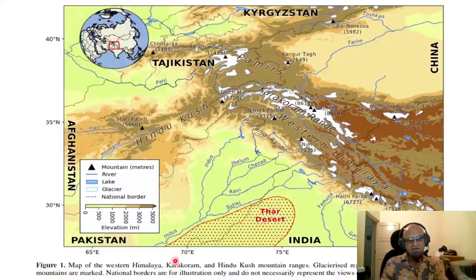Thar Desert is here, so that's northwest India. So you're going from about 60 degrees east to about 95 degrees east or so here, and you are going from about 25 north to 45 north over here.